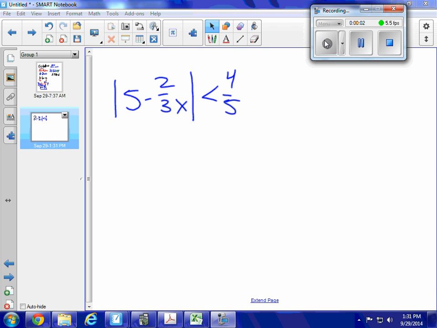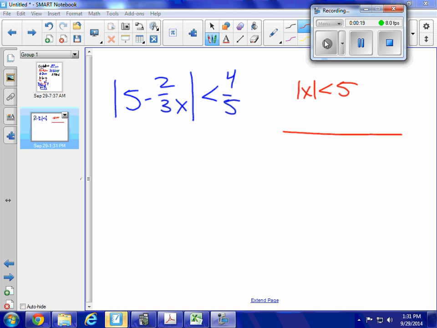Problem, I need to solve an absolute value inequality. So I kind of go back to thinking, what is my basic inequality? The absolute value of x, in this case, less than 5. I'm just trying to give myself an example of what I'm trying to do.